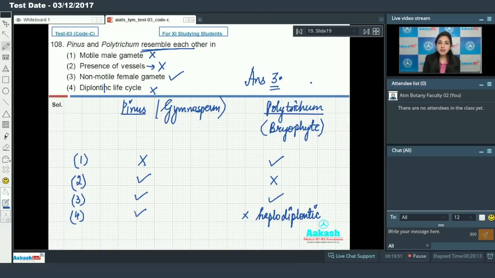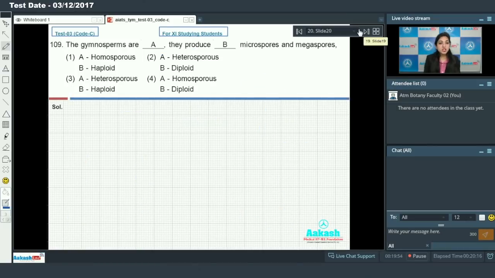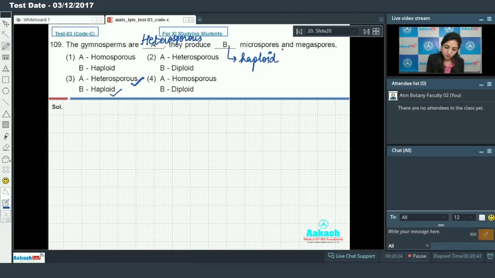Moving on to the next question, that is question number 109. The gymnosperms are dash, they produce dash microspores and megaspores. Here you have to identify an option which correctly fills A and B. The gymnosperms are heterosporous and they produce haploid micro and megaspores. So the answer to this question is option number 3.